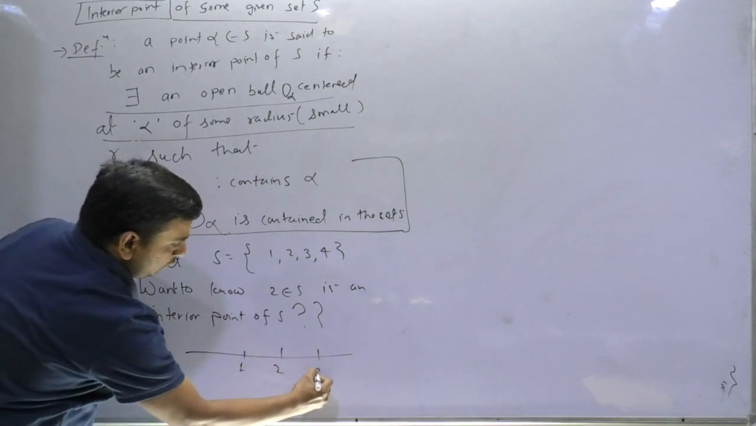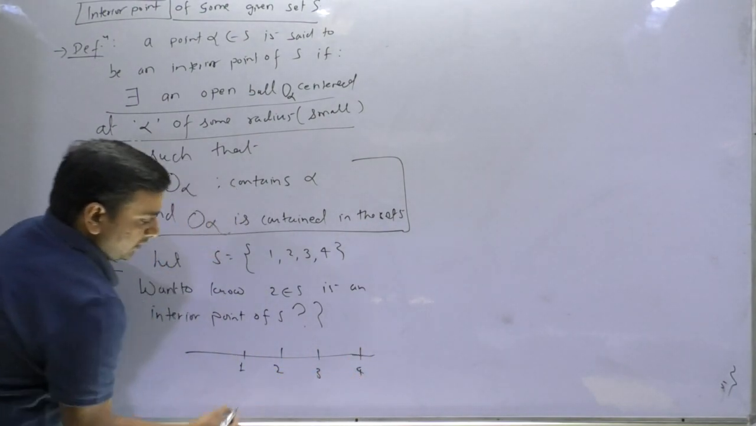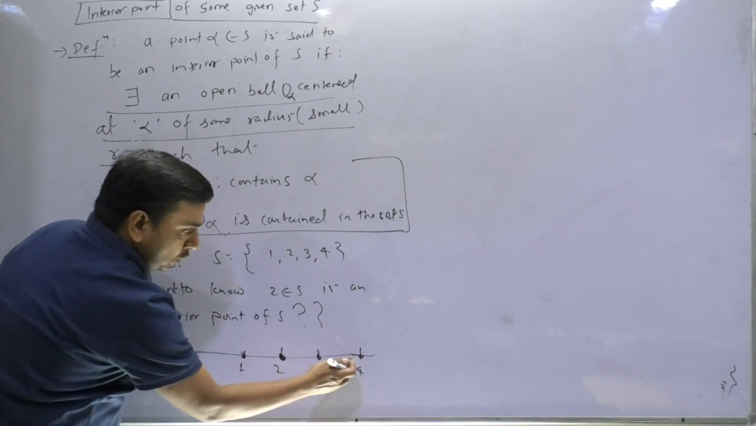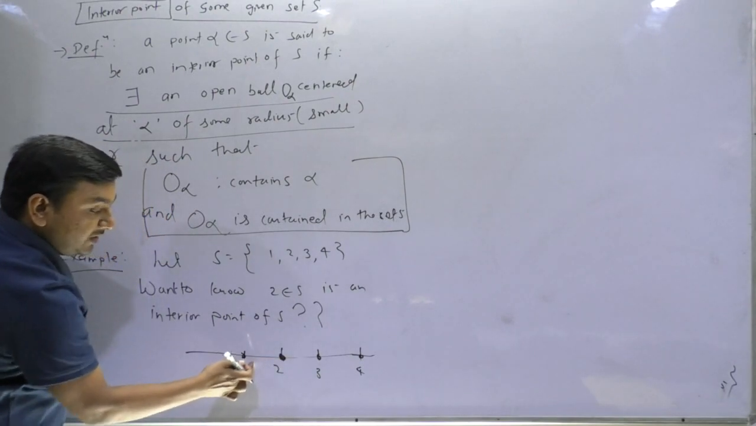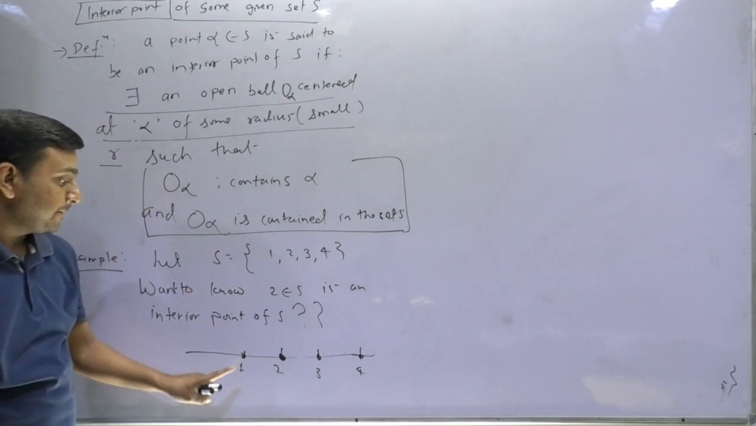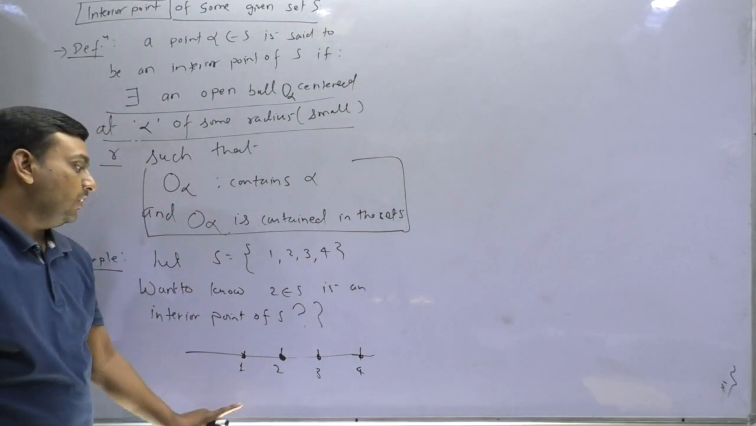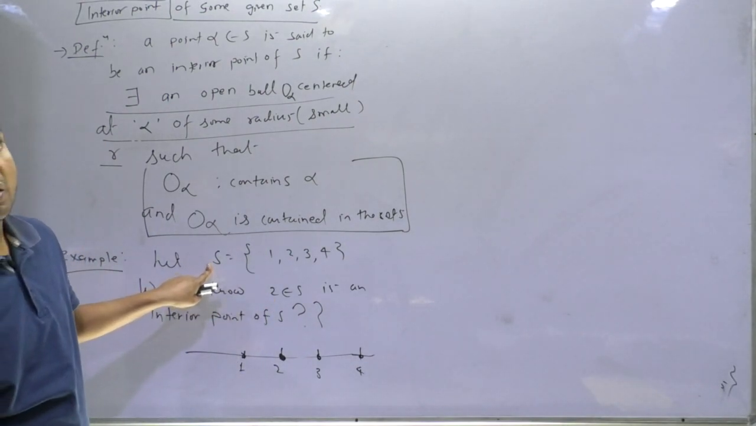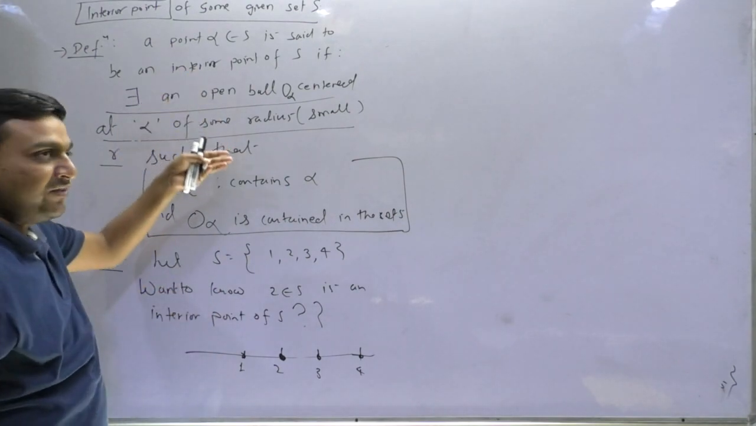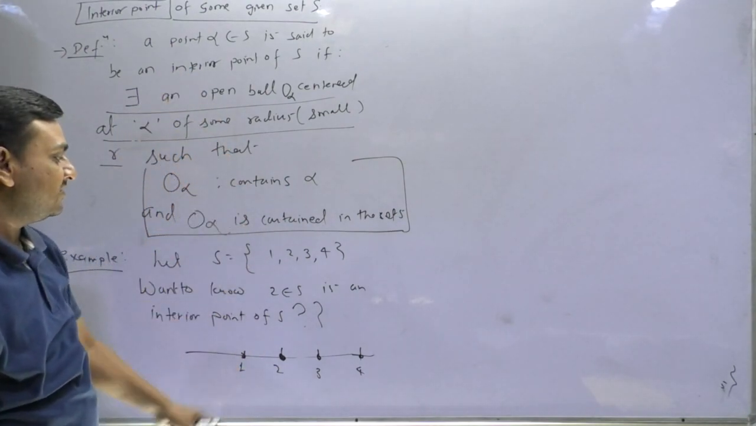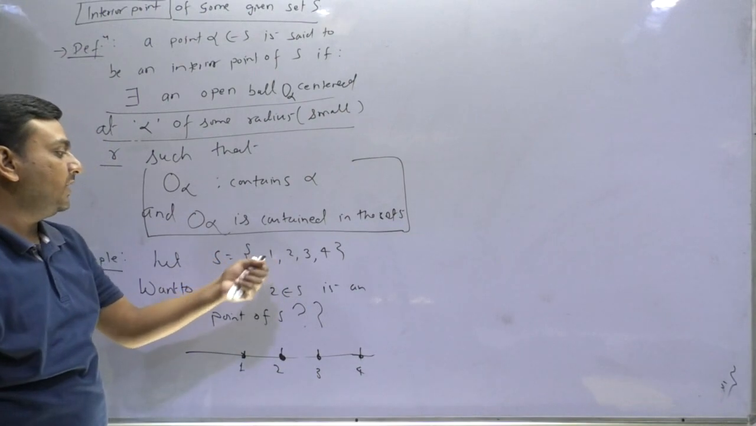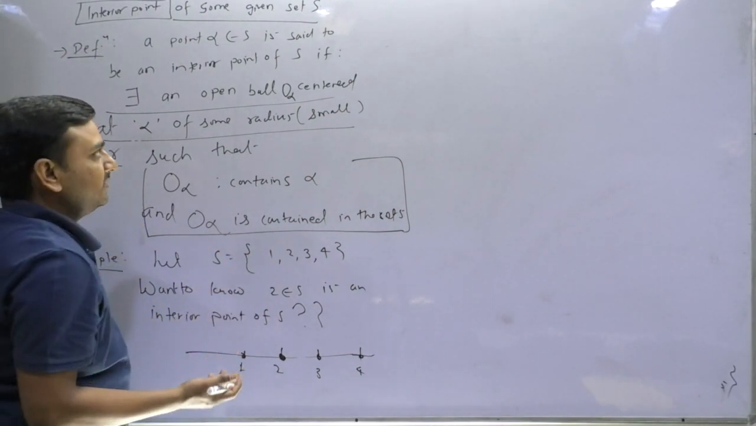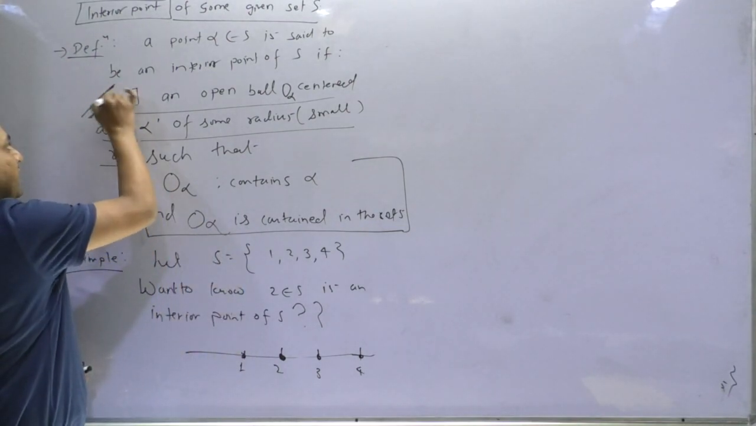The elements 1, 2, 3, 4 are the elements which are inside the set S. No other elements, please mind it. So if I want to check whether 2 is an interior point of S or not, let's come to the definition. The definition says, if 2 is an interior point, then if I consider an open ball, there should exist, please focus here.